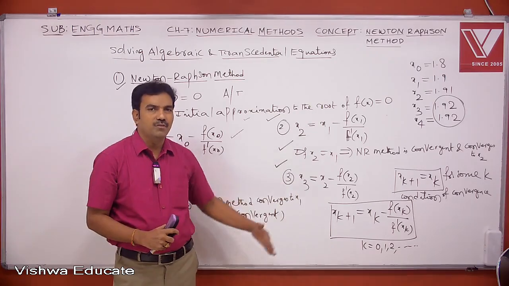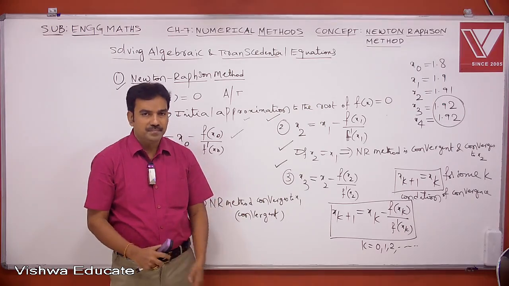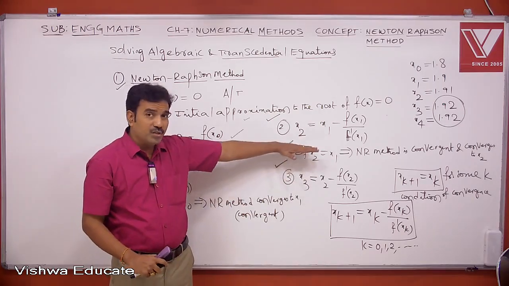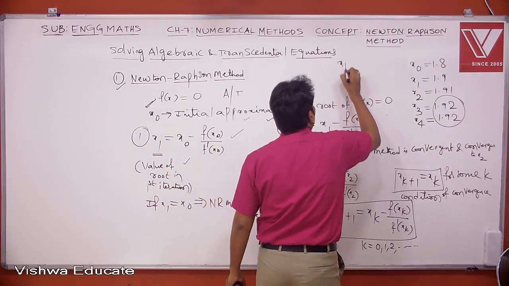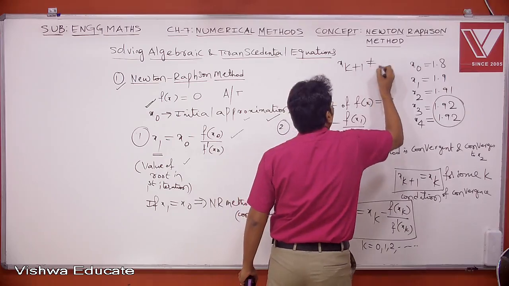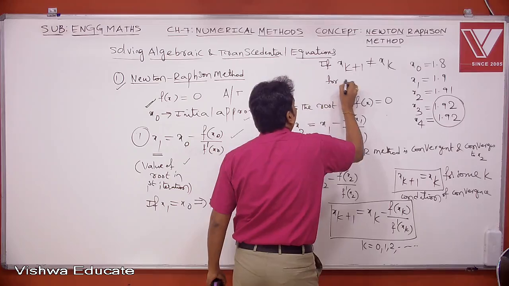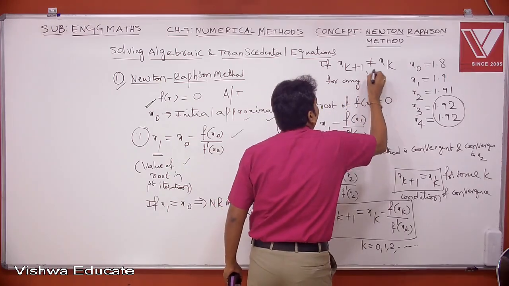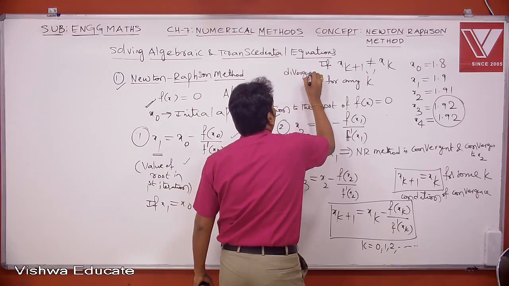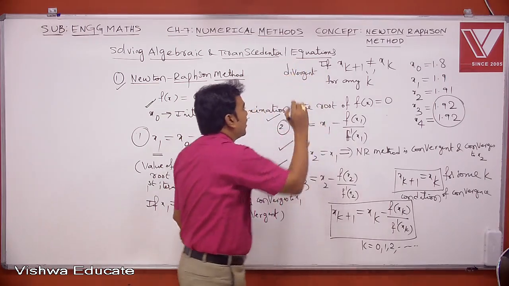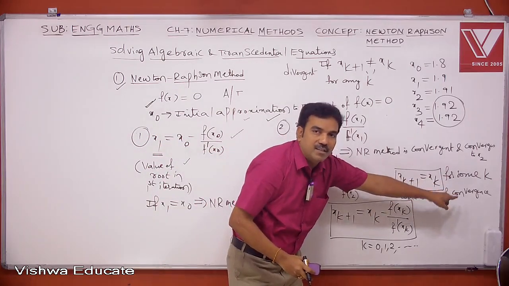So in that case, you repeat the same process as long as the values will be repeated. Now this is the most effective method. Suppose if xk plus 1 is not equal to xk for any k, then Newton-Raphson method is called divergent. So there are two words, one is convergent, another is divergent. If xk plus 1 equals xk for some k, it is convergent.